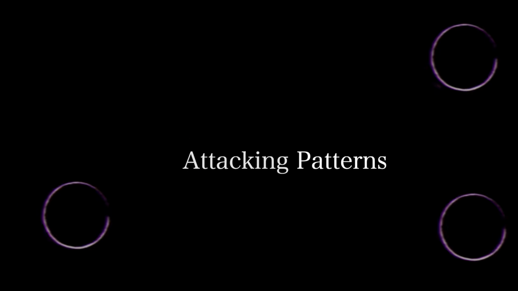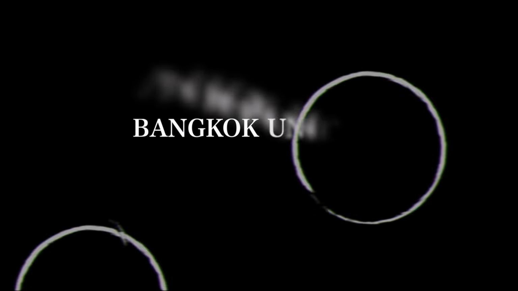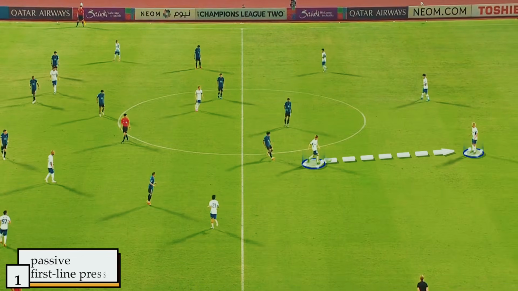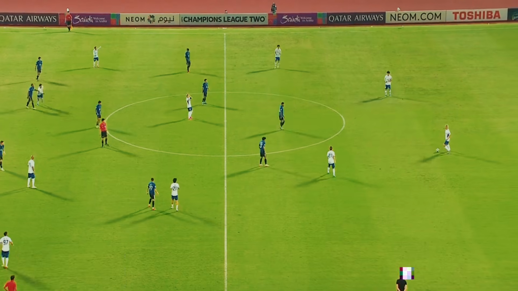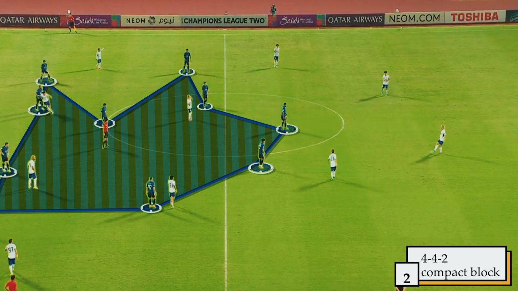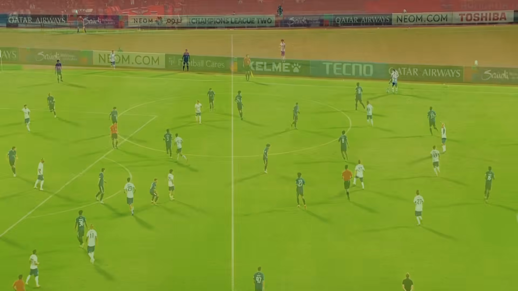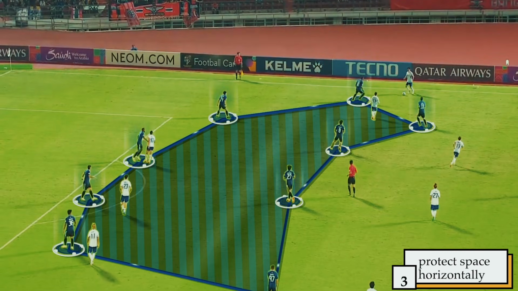Before we look at the attacking patterns Gamba Osaka showed in the ACL2 semi-final, let's first examine Bangkok United's defensive structure. Bangkok United did not look to push high and press Gamba Osaka's build-up aggressively. Instead, they kept their basic 4-4-2 shape and focused more on staying compact without opening unnecessary space. Even when they dropped into the defensive third, the principle remained the same. Rather than changing the structure, they continued to defend in a 4-4-2 block to protect space and maintain horizontal compactness.